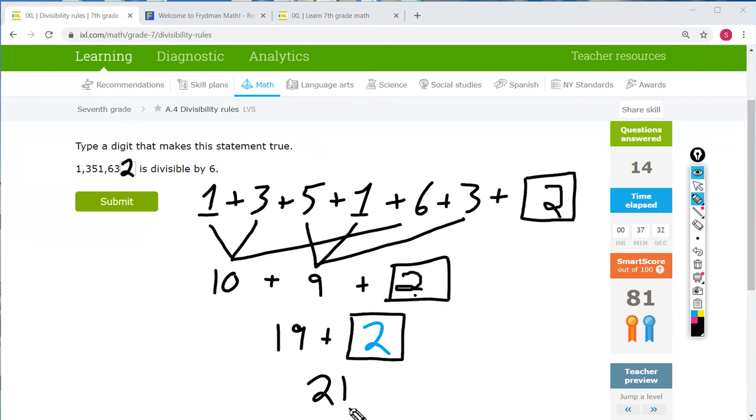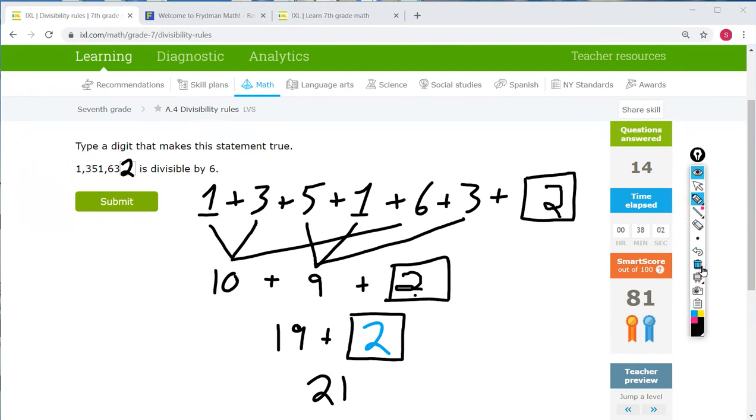then I get 21, which is divisible by 3, and therefore the original number, 1,351,632, is also divisible by 3. So I know by putting a 2 in here, this number, 1,351,632, would be divisible by 2 and by 3, and therefore also divisible by 6.